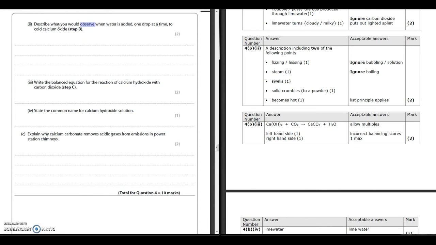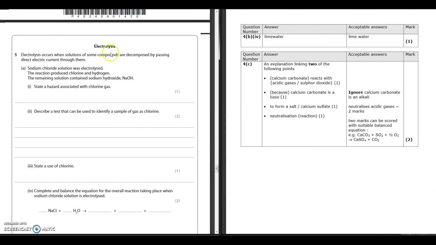If you add a few drops of water, not just dunking it into your test tube of water to make your lime water, if you just add a few drops, you'll see it react. It's an exothermic reaction, so it's going to get hot. So it's really easy to see things like fizzing and steam and swelling, and it crumbling to a powder. If you dump loads of water on it, it turns into lime water, but that's not what the question's asking you.